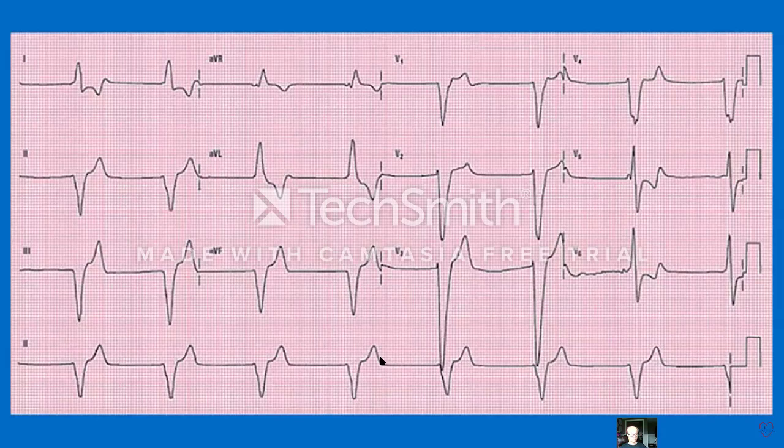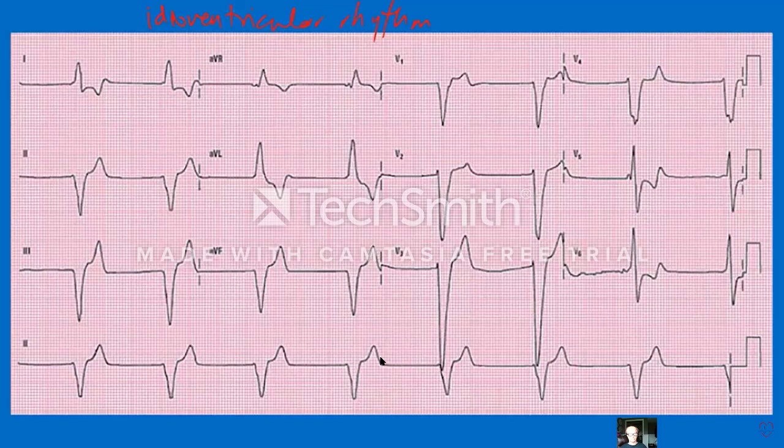So what we see here is called idioventricular rhythm, and we'll go over why that's the case in a minute. On first glance, I'm sure you could see that there are wide QRSs, greater than or equal to 120 milliseconds in width, or at least three small boxes. So far we have wide QRS complexes.